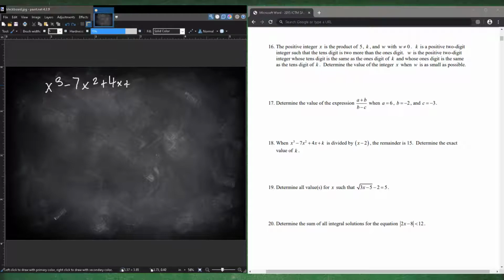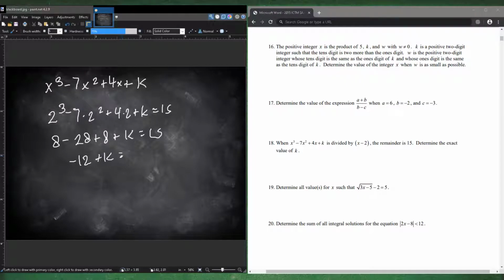Okay, plus k. So if we put a 2 in here, that's 2 to the power 3 minus 7 times 2 to the power 2 plus 4 times 2 plus k, that should be equal to 15. So that is 8 minus 28 plus 8 plus k is equal to 15. So that's negative 12 plus k equals 15, so k equals 27. So your answer for number 18 is 27.